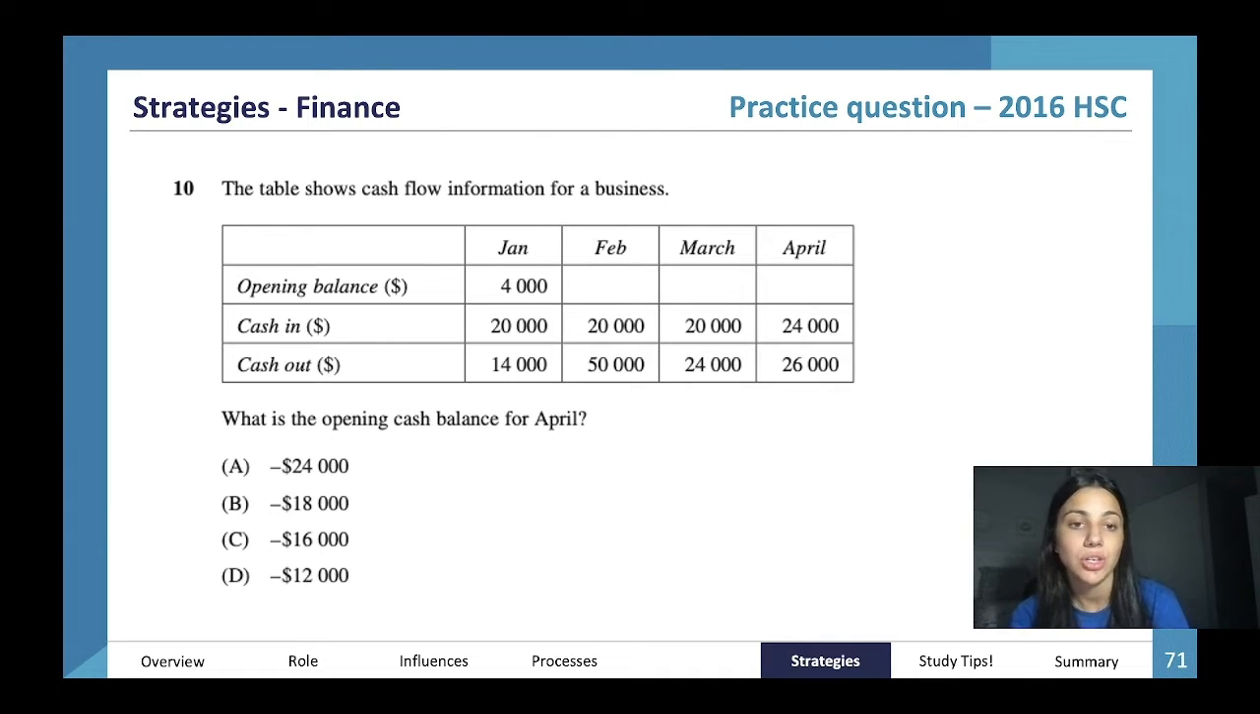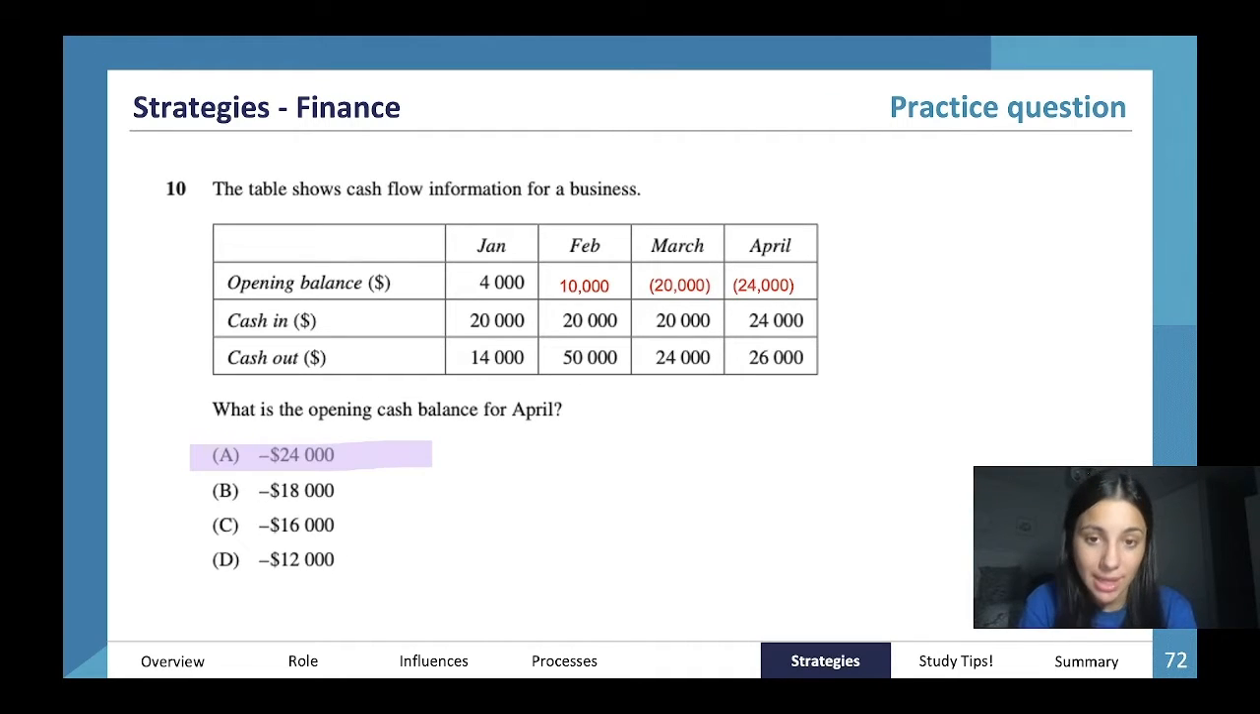This is a question from the 2016 HSC. The table shows cash flow information for a business. What is the opening balance for April? This is a direct calculator question where you're just going to pump in those numbers. This one's a bit frustrating because you have to go through all of them to get to April, which is at the end. But when you pump them in, you'd get a negative 24,000.